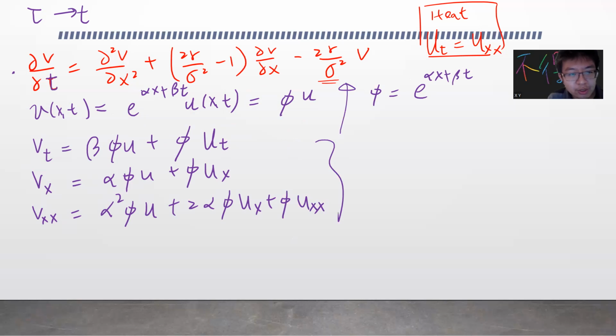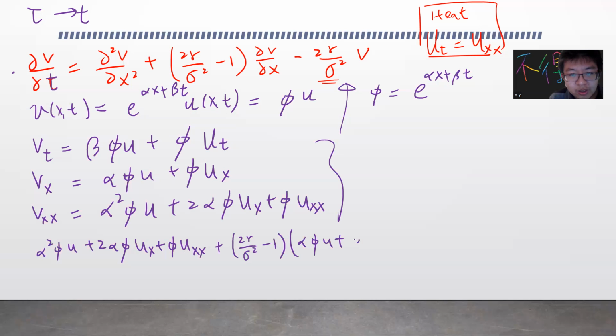Plugging it in will be very cumbersome, but let's see, maybe there's a chance. So let's try to do this. When I plug in, this is the first term, plus these 2r minus sigma squared divided by sigma squared minus 1 times alpha phi u plus phi u_x, minus 2r divided by sigma squared v, equals beta phi u plus phi u_t. So our goal is to make this u_x term cancel. We want to first make this u_x term cancel.